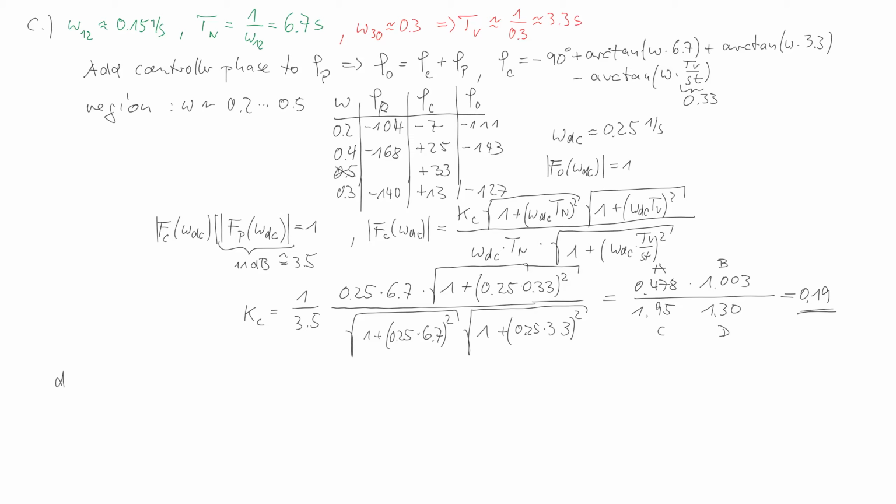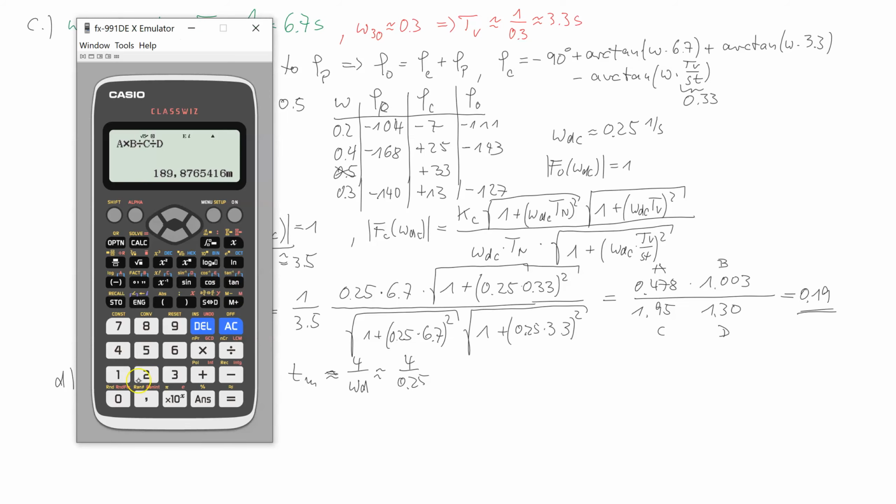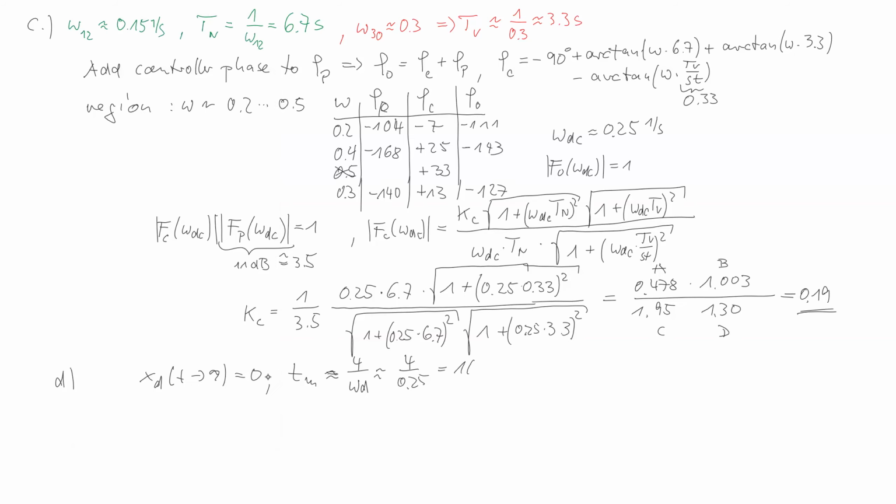Last point: the control error of the reference step response is 0, caused by the integrator. The Tmax time is roundabout 4 divided by omega dc, roundabout 4 divided by 0.25. This gives 16 seconds, and the overshoot is roundabout 9%.